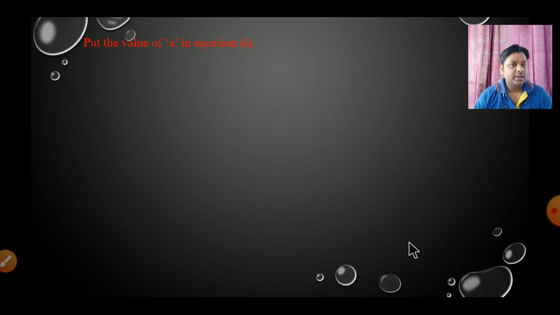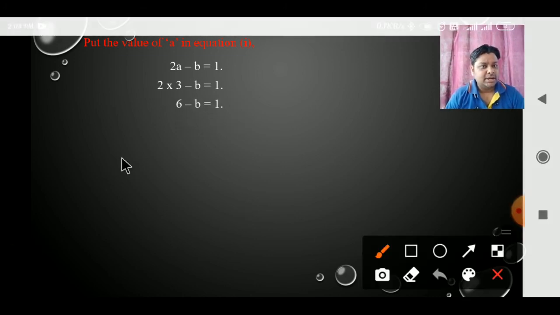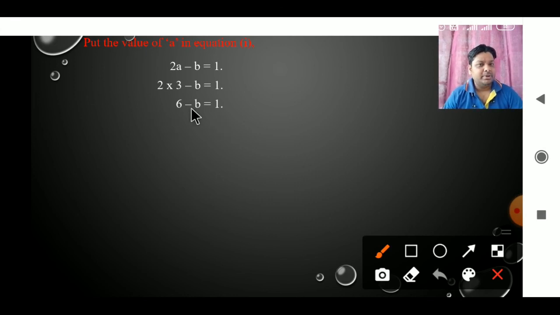So 2a minus b is equal to 1. The value of a we have just got, which is what? 3. So we will put 2a, it means 2 into a. So 2 into 3 minus b is equal to 1. Now 2 into 3 is equal to 6 minus b is equal to 1. Now you can see that 6 and 1 are the constant terms, but b is the variable. So b is already here.